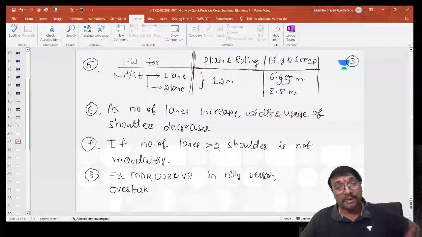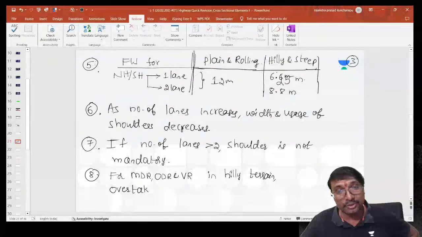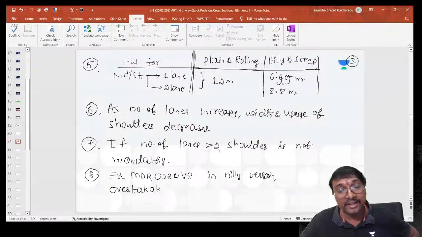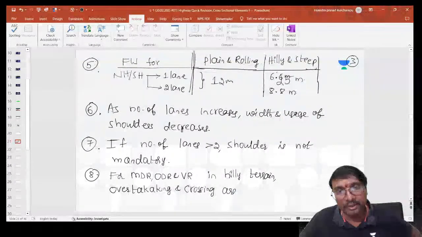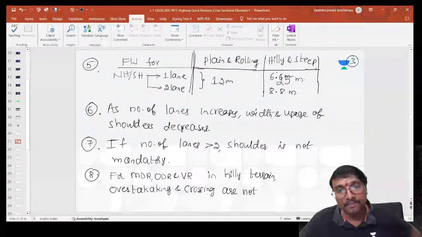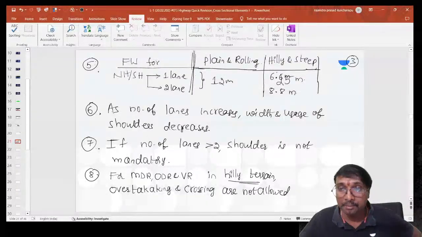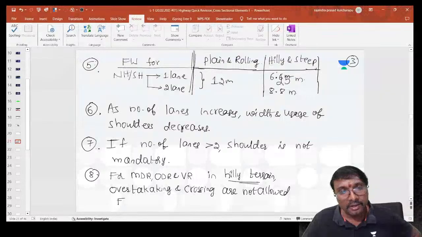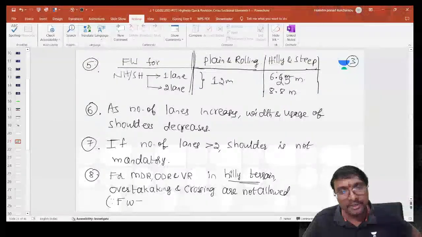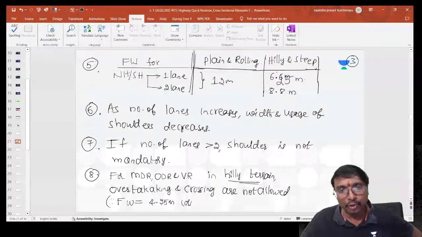So that means for major district road, other district road and village road in hilly terrain, overtaking and opposite crossing are not allowed. That too only in hilly terrain, not in the plain terrain. In plain terrain they are allowed. Because if you observe, the formation width will be equal to 4.25 meters, right?